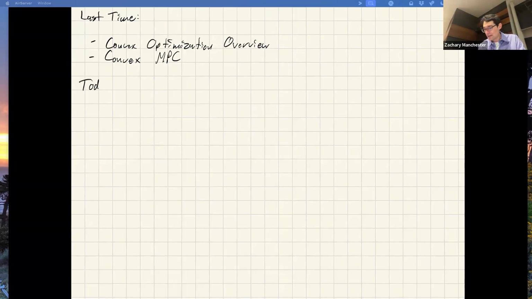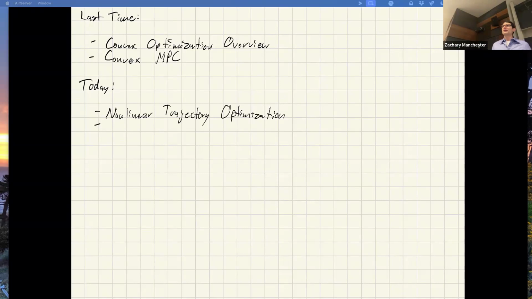Okay, so today we're going to leave the comfortable confines of convex land and start talking about scary stuff. We're going to start getting into nonlinear trajectory optimization. What happens if you can't use a nice linear model for your problem and it's super nonlinear? What do you do? So this is relaxing those convexity assumptions from last time.